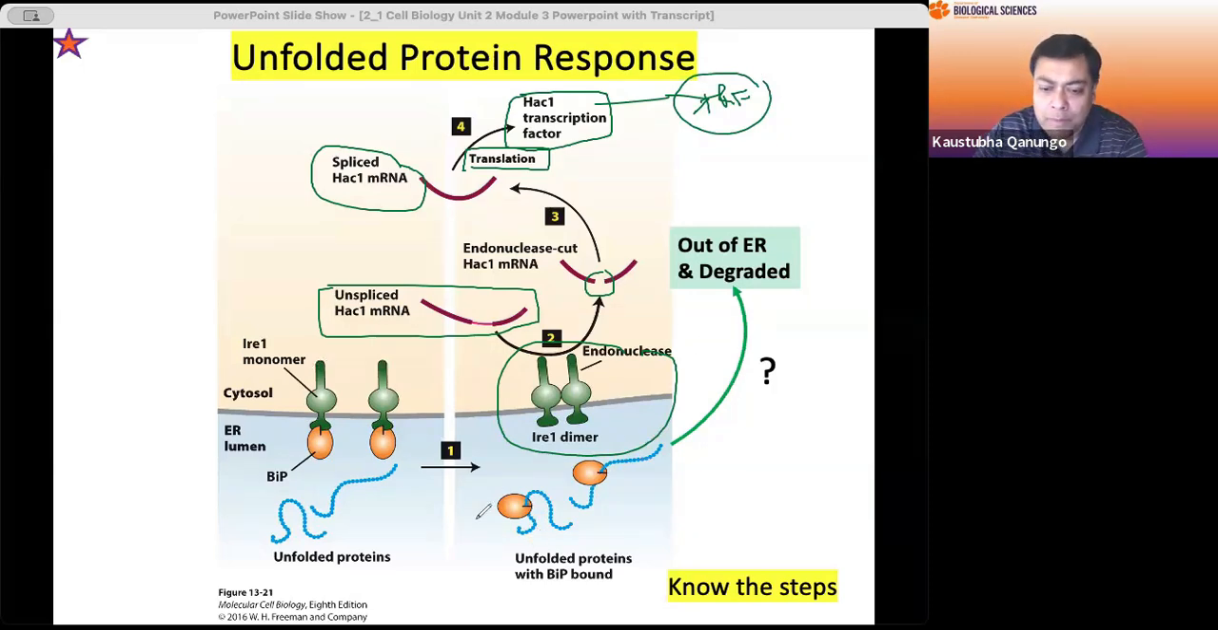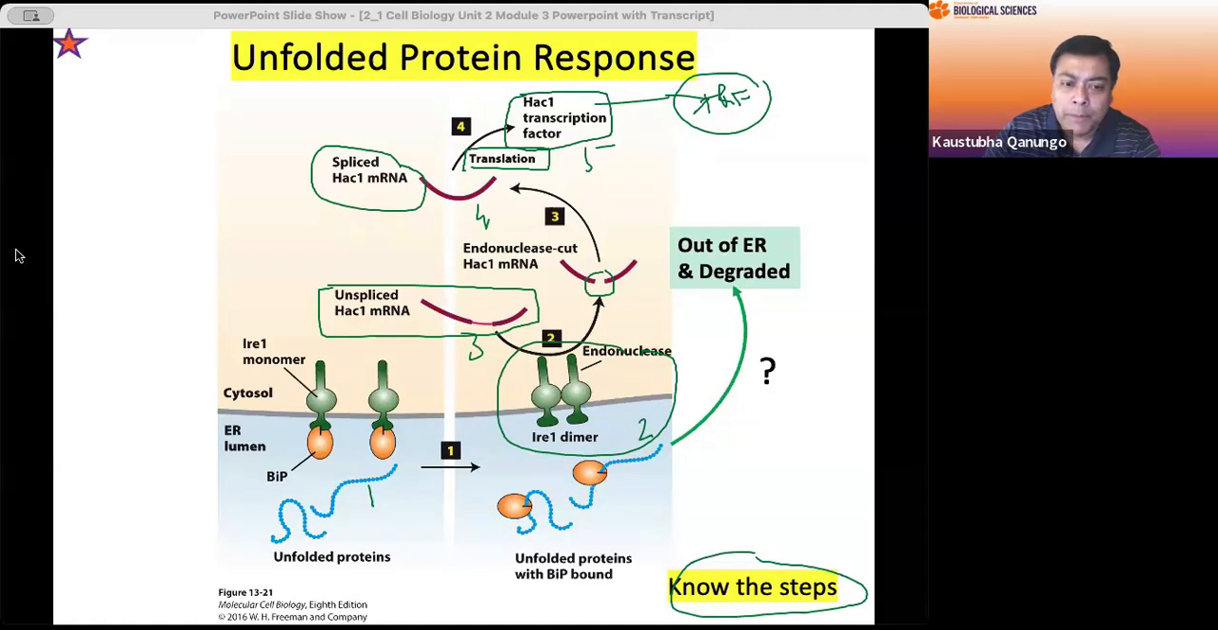You just have to remember that you have an unfolded protein, 1, 2, then you have 3, 4, 5. So just know the steps, step by step, very straightforward. The unfolded protein binding protein binds to the protein, IRE1 dimerizes, the HAC1 mRNA is spliced, and the spliced mRNA is translated into the HAC1 transcription factor.